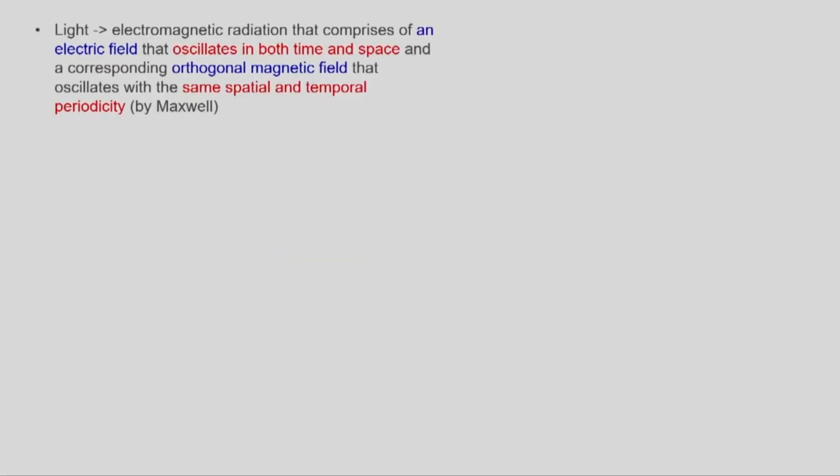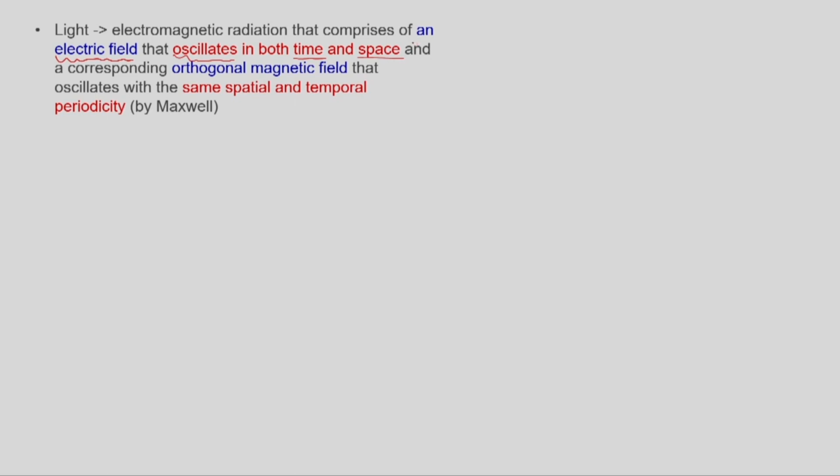Let us see some of the concepts related to light. Light is an electromagnetic radiation. It comprises an electrical field which is oscillating both along the time direction and in space.